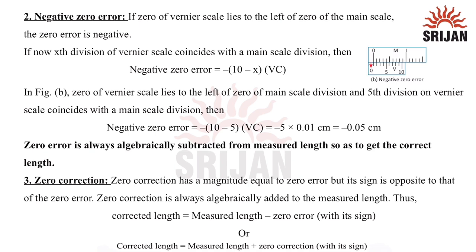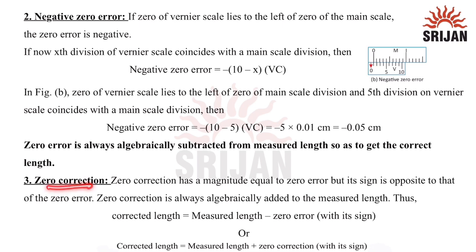In figure B, as you can clearly see, the zero of the Vernier scale lies to the left of the zero of the main scale, and the fifth division on the Vernier scale perfectly coincides with a main scale division. Then the zero error here would be minus (10 minus 5) into Vernier constant. If Vernier constant is 0.01 centimeters, then the answer we will get is 0.05 centimeter with a negative sign, that is negative zero error. Now the zero error is always algebraically subtracted from the measured length so as to get the correct length.